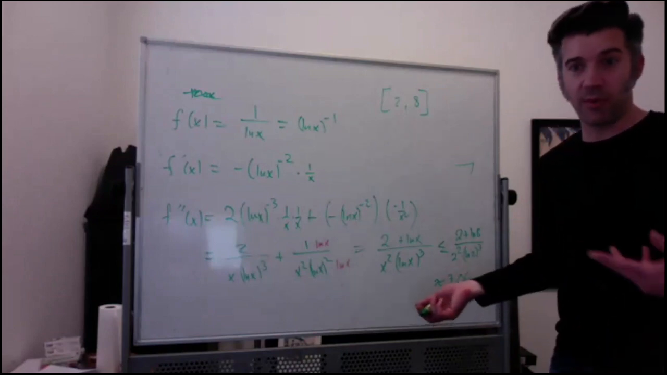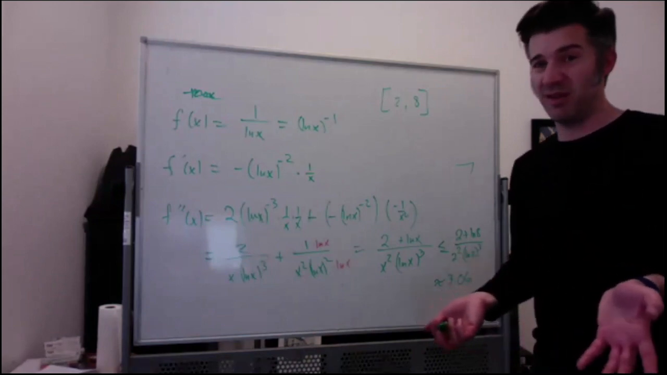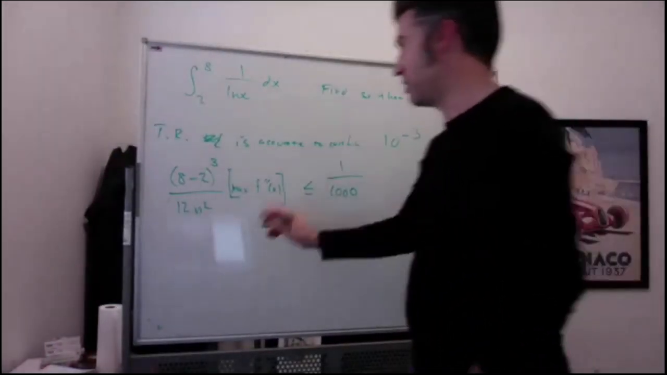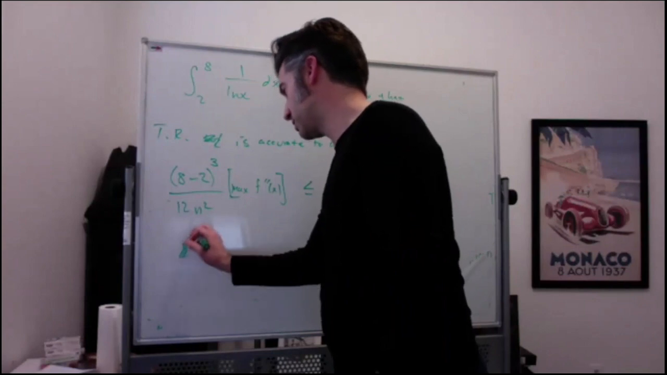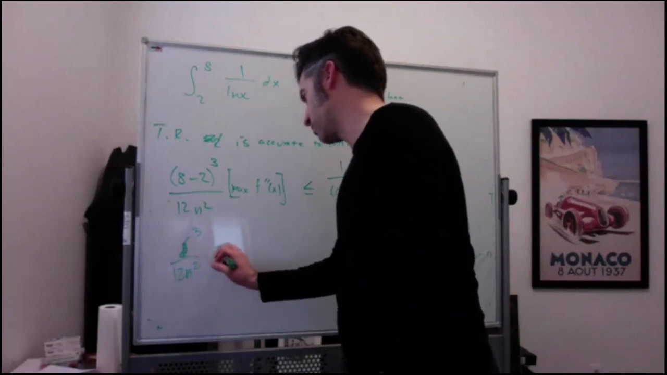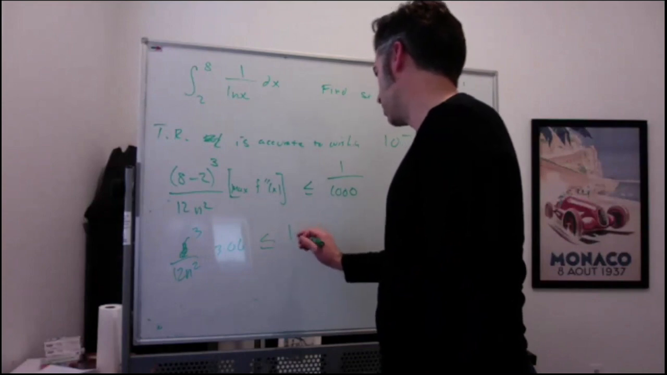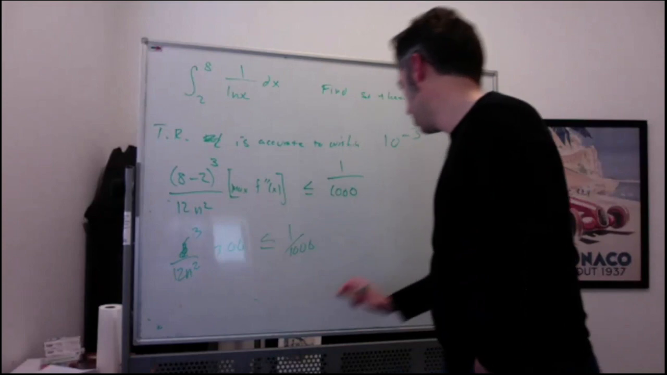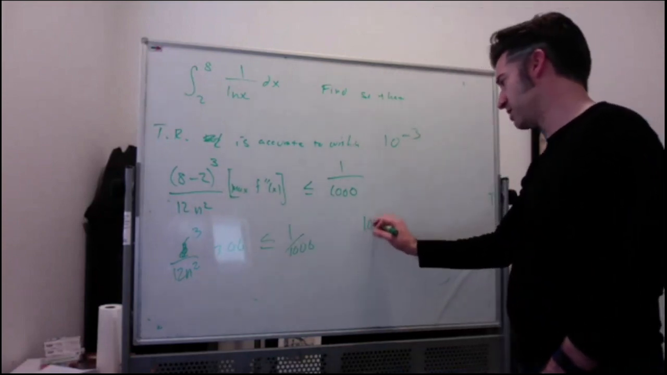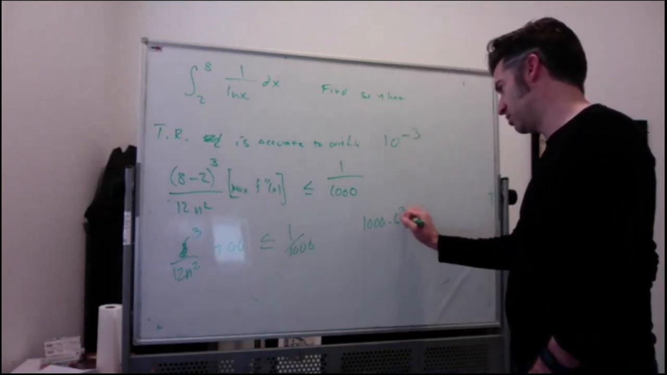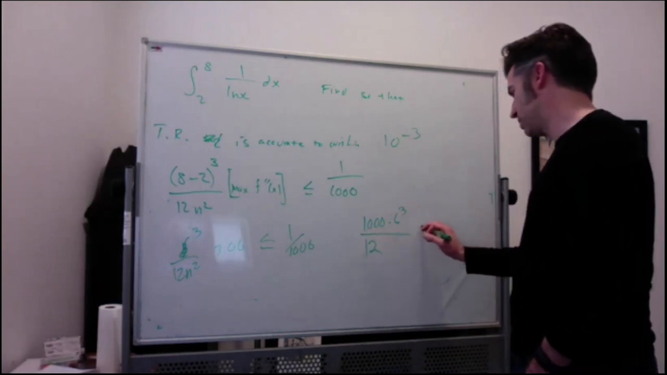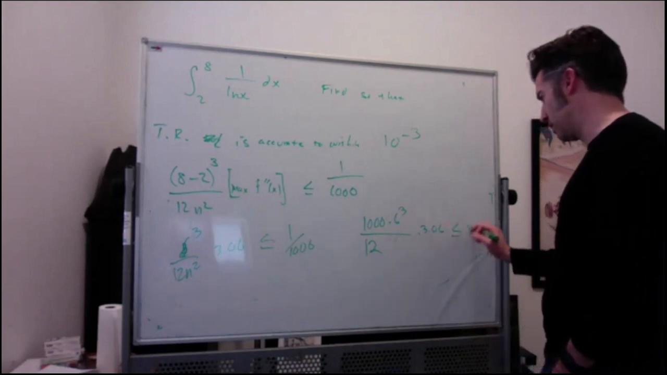So that's our upper bound for the max. Now, is it really going to be that big? No, but it's okay. You can use a number that's too big. So then this would be 8 minus 2, which is 6 cubed over 12n squared times 3.06, less than or equal to 1 over 1,000. And then we'd solve for n by cross multiplying. So I'd have 1,000 times 6 cubed over 12 times 3.06 less than or equal to n squared.